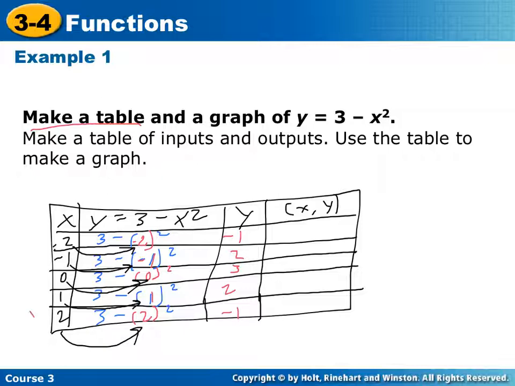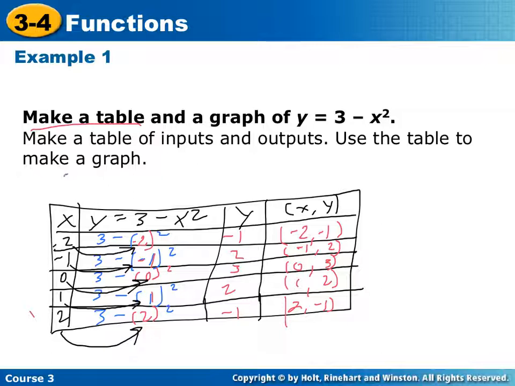Okay, so as I do this, this is very important. Now I need to put this into ordered pairs. Okay, so my ordered pairs are going to be -2, -1. -1, 2. 0, 3. 1, 2. 2, -1. You may be wondering, where am I getting these points?